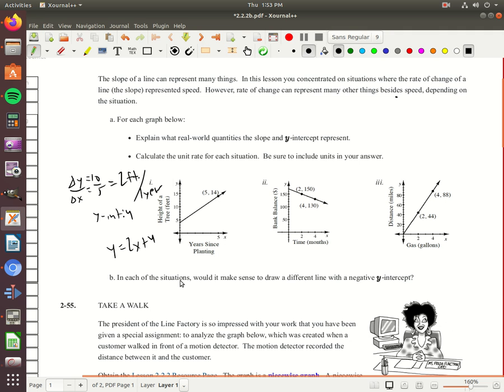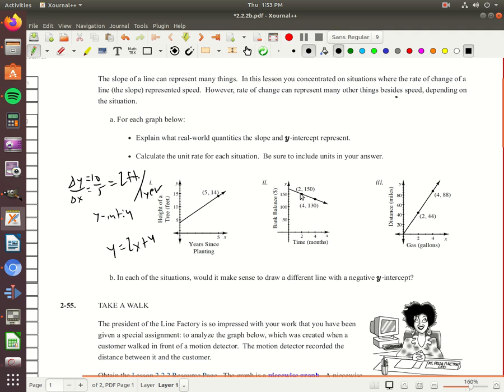It says, in each of these situations, would it make sense to draw a different line with a negative y-intercept? I know people shrink as they get older, but I don't think trees do. So I would say that would not make sense. All right, let's look at this one.